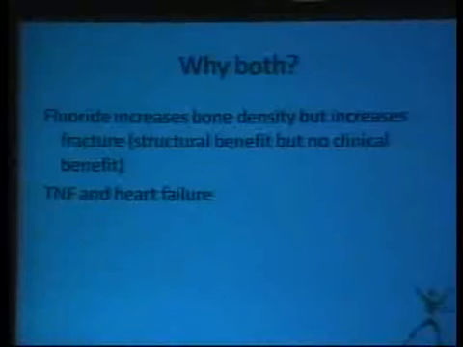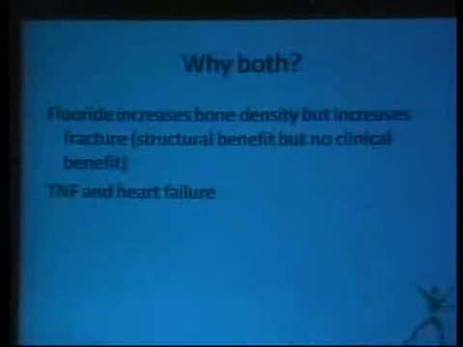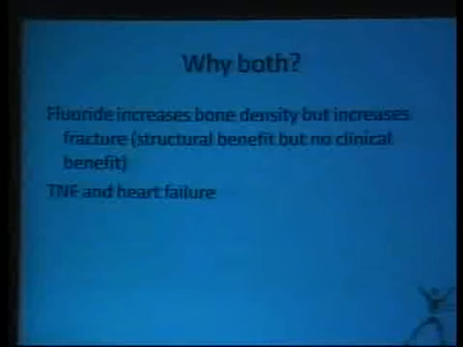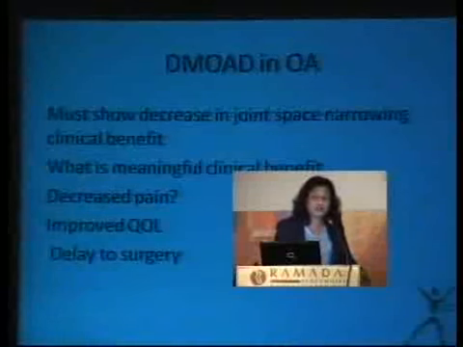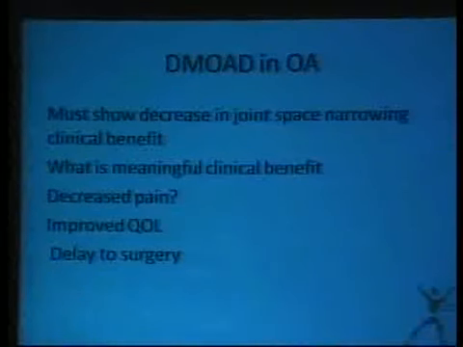There are several substances which should make sense. For instance, fluoride. It does increase bone density, but it increases fracture, so it could not be used as a treatment for osteoporosis. What about tumor necrosis factors? We know that tumor necrosis factor is responsible for heart failure, but when we try to improve or treat heart failure with anti-TNFs, it actually increased heart failure. So it's very important to show the structural benefit as well as the clinical benefit. So the disease-modifying drug in osteoarthritis must show decrease in joint space narrowing.